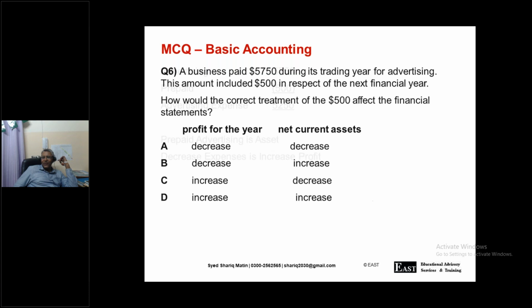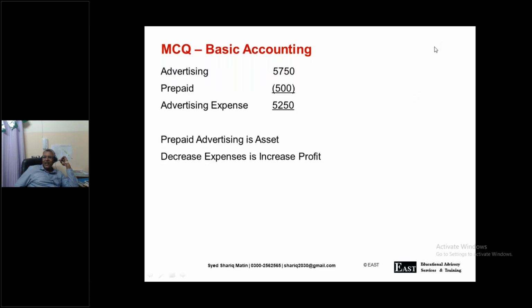Wonderful. I did exactly the same thing. Let's see my answer for this. I did exactly what Shapar said. 5,750 I've charged to my income statement, and that includes 500, which is prepaid, paid in advance for the next year, as Shapar said. So my actual expense of the period is 5,250.